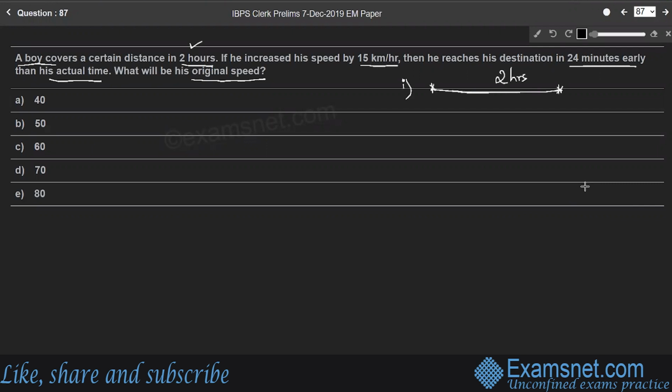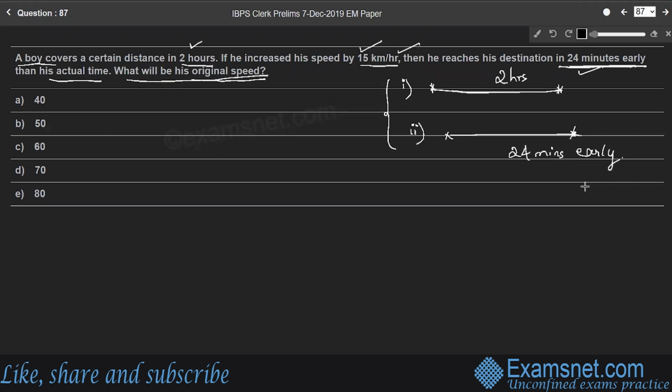So in the first case, and in the second case, in order to travel the same distance, he increased his speed by 15 km per hour. So there is an increase in his speed, so he took 24 minutes less than the original time. Right? That means he reaches his destination 24 minutes early. So based on these two situations, we have to find the original speed of the boy.